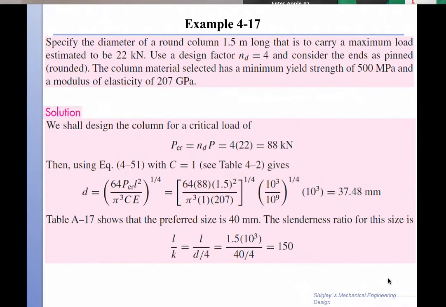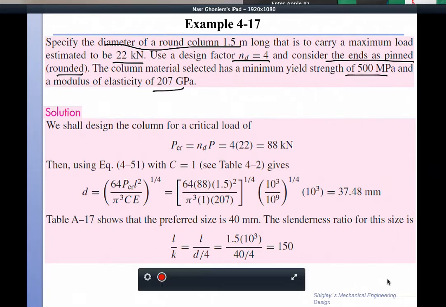Let's now look further. There's another example here where we want to specify the diameter of a round column, 1.5 meter long, and it is to carry a load of 22 kilonewton, and we have a design factor of safety of 4. And we want to consider the ends as pinned, so pinned is rounded, the same word, and we're given the yield strength and the modulus of elasticity. So this is a complete design problem.